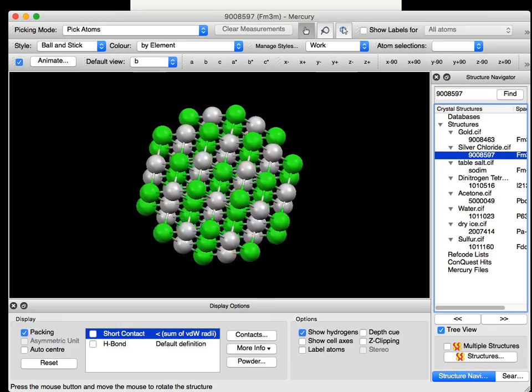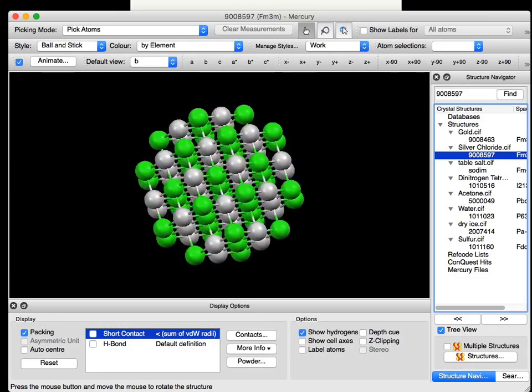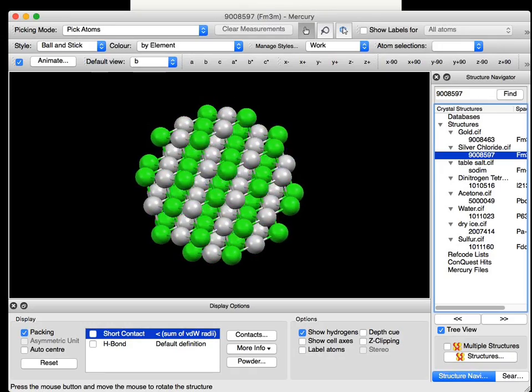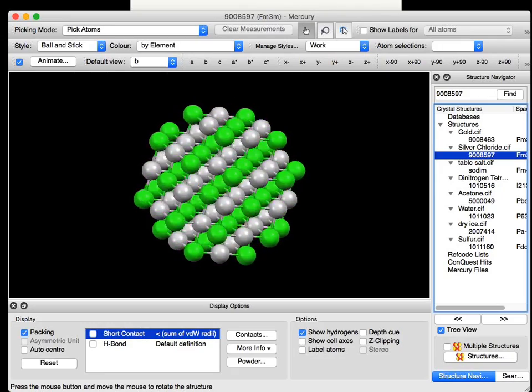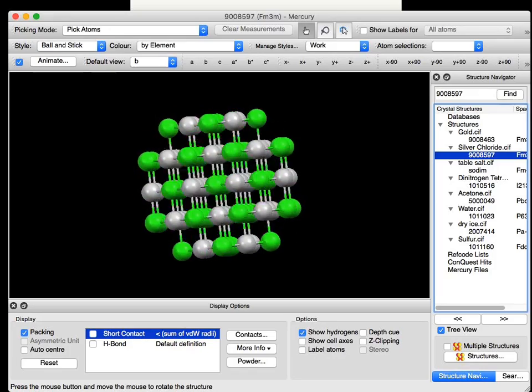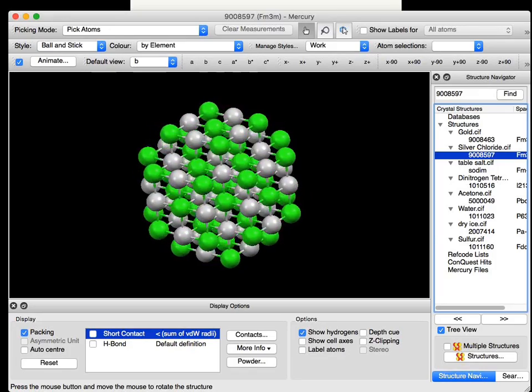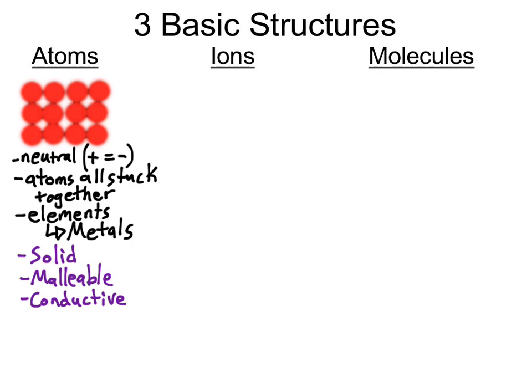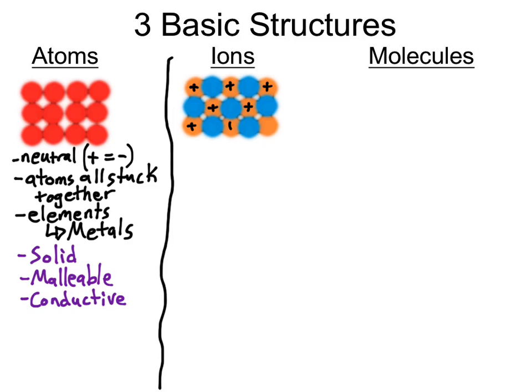I don't know in this case what this picture is, which one's positive or negative. Green might be positive, gray might be negative, I don't know. But this is something that is made out of ions. Okay, alternating different ones. So, ions look like that.